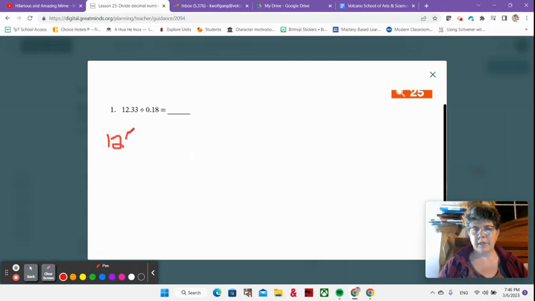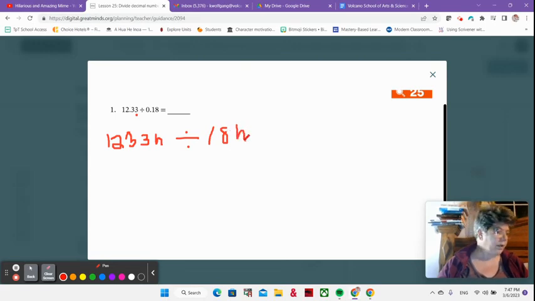Maybe you're thinking 1,233 hundredths, right? Because hundredths is our smallest digit right there, our smallest amount, and we are dividing that by 18 hundredths. And then we're going to go ahead and write that in our vertical form.